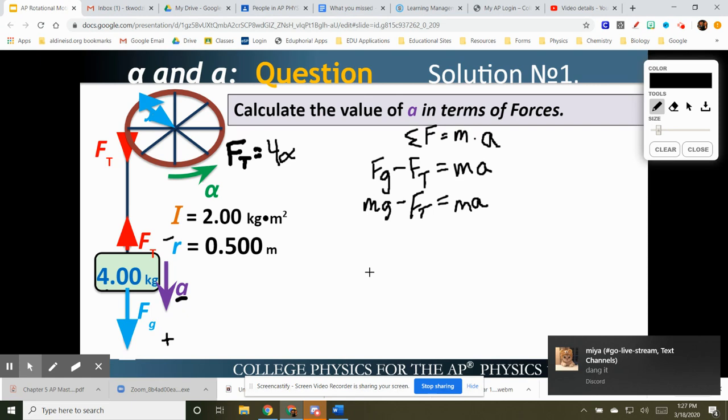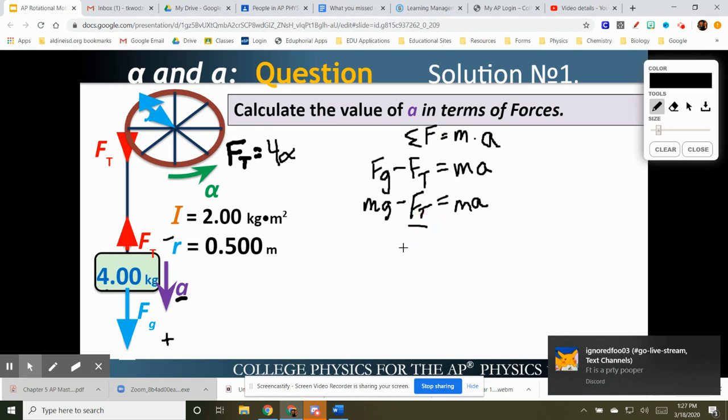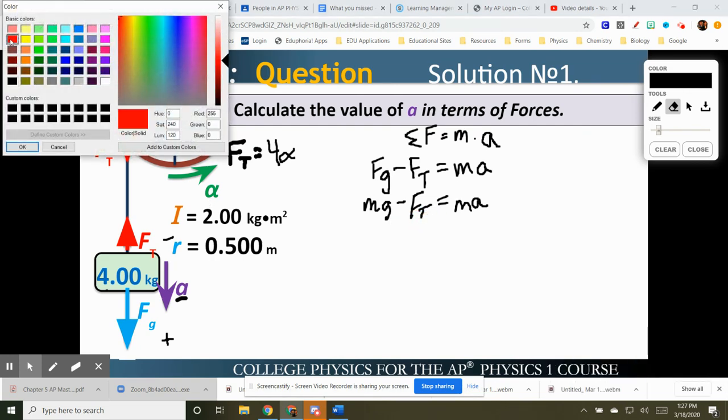Sure is. Okay, what we actually want to solve for here is the force of tension. And can anybody tell me why we want to do that? Why solve for FT again?